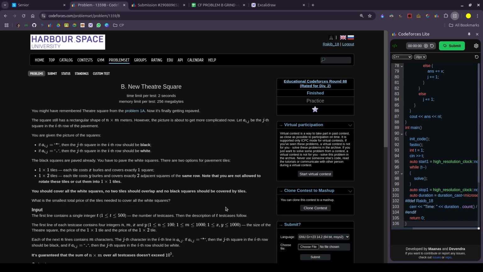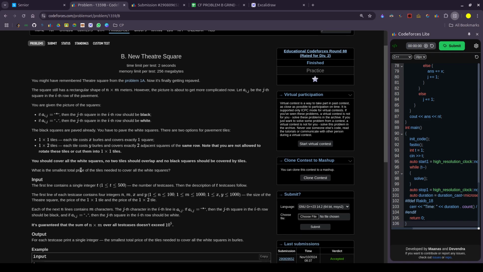adjacent squares of the same row. Note that you are not allowed to rotate these tiles or cut them into one tiles. You should cover all the white squares. No two tiles should overlap. No black square should be covered by a tile. What is the smallest total price of the tiles needed to cover all the white squares?